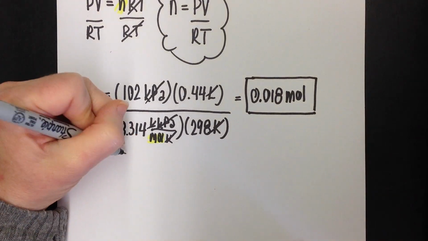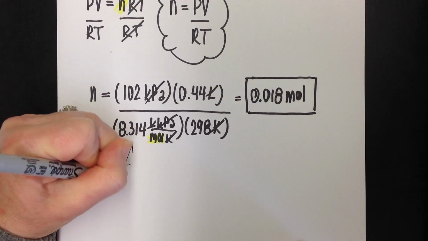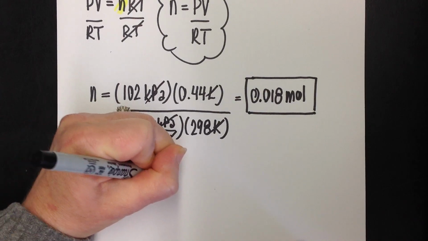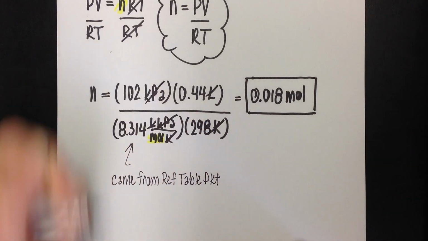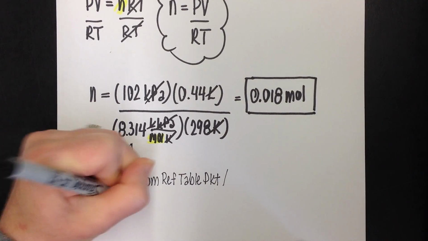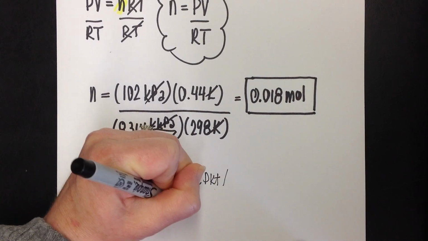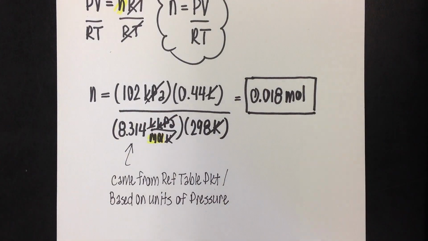for future reference is this number right here, the R value, came from the reference table packet. And it's based on the units of pressure, which in this case was kilopascals. That's just a good little note to have. So if you are using this later in college, a year or two down the road, you can remember where you got that number.